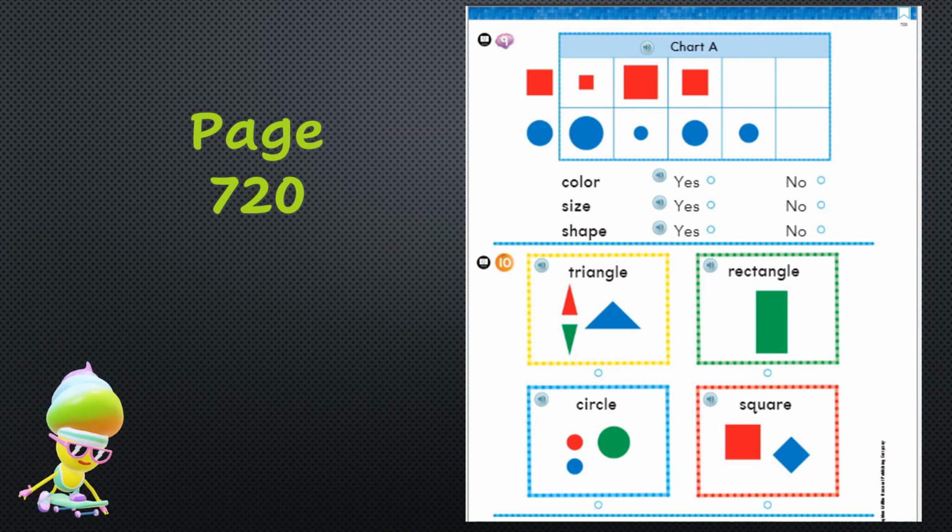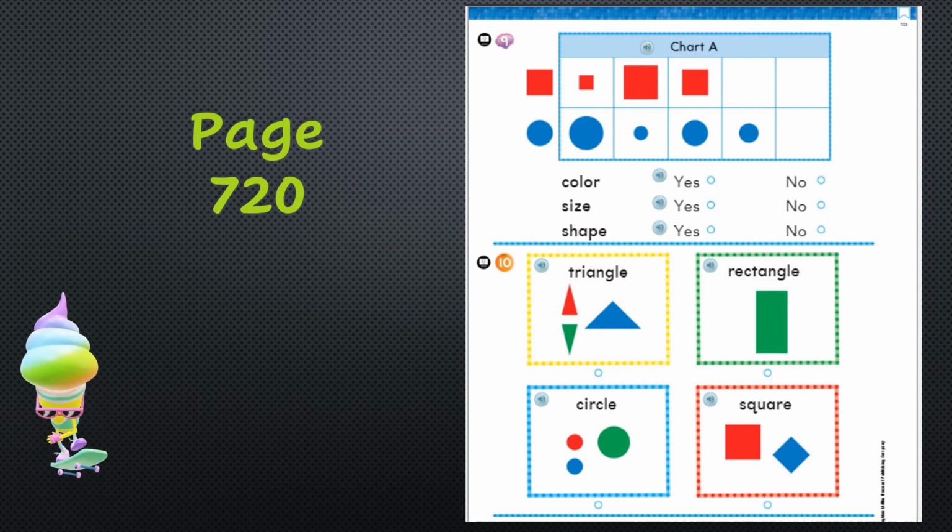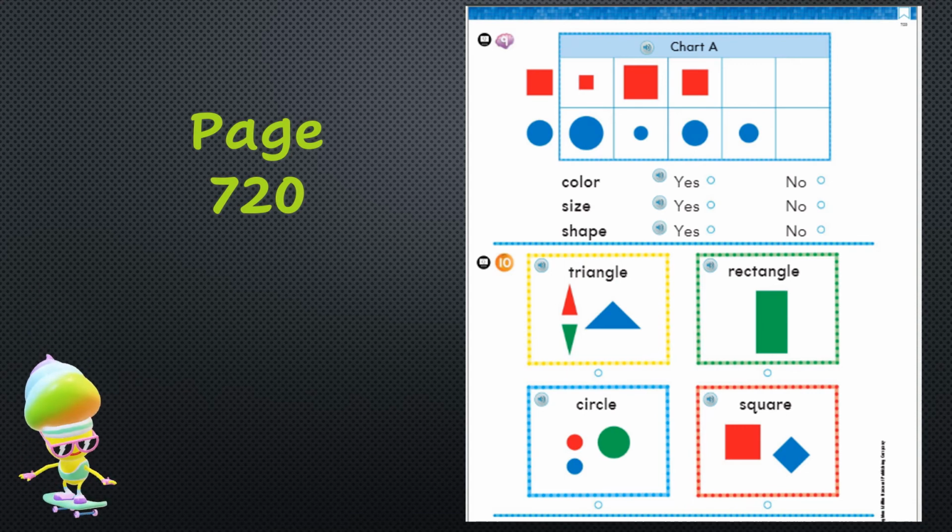Now here we are on page 720, which is the final page of our test. We're going to go ahead and start up here at number 9. For number 9, we have chart A, which has a graph that already has some objects sorted, okay? What they're asking is they want to find out, how is this graph sorted for us? How are these objects classified? Okay, and we're going to answer either yes or no for 3 different things.